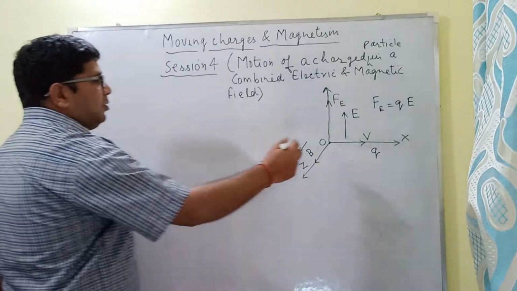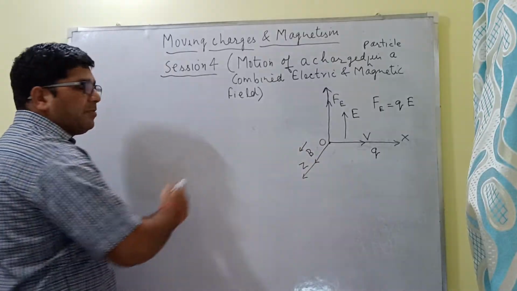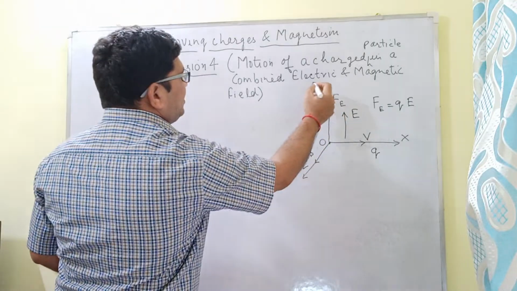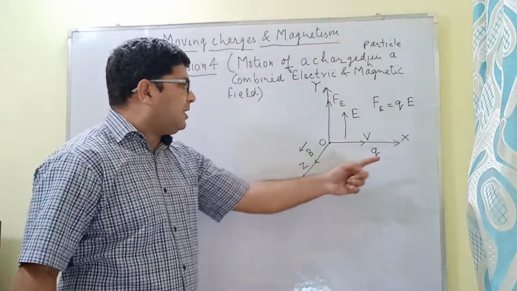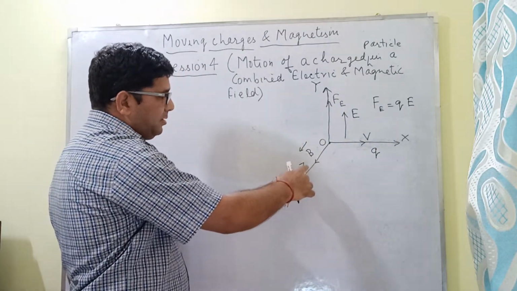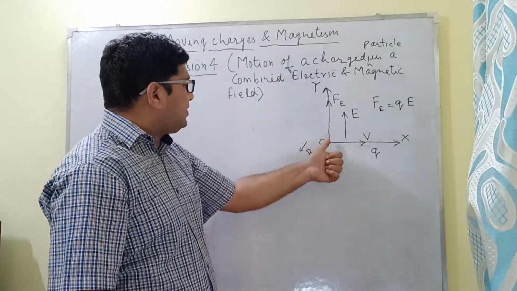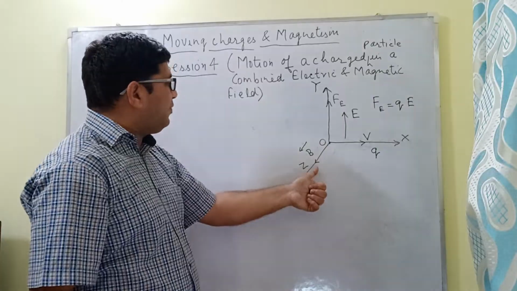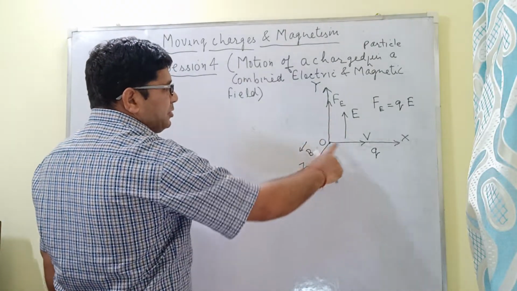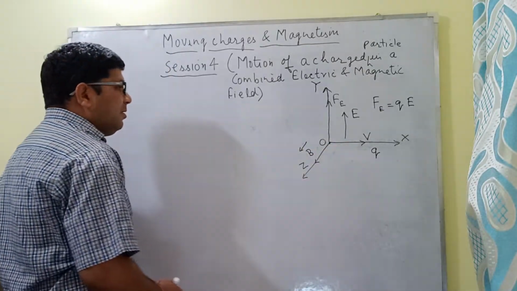Now here, both these fields, the electric field and the magnetic field, are perpendicular to each other. The electric field E is along the y-axis. The charge is moving along the x-axis with a velocity v, and the direction of the magnetic field B is along the z-axis. So you can see that the electric field and the magnetic field are perpendicular to each other, and these two fields are also perpendicular to the velocity vector of the charged particle.